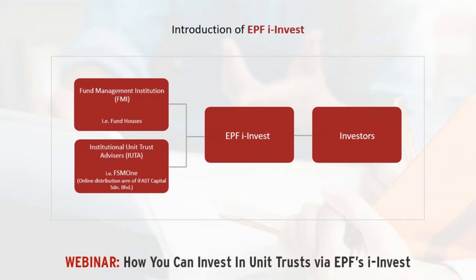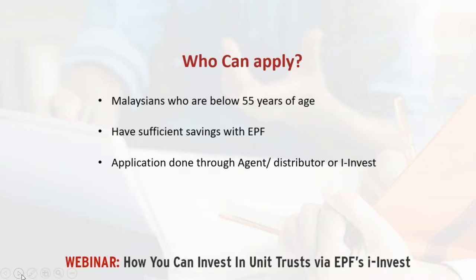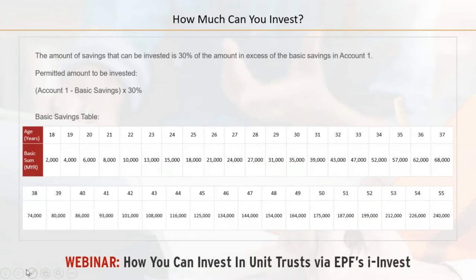Let's have a look. Who can apply to invest in EPF-approved unit trust funds? The first is a Malaysian who is below 55 years old. Second, have sufficient savings with EPF. Application can be done through the agent, distributor, or i-Invest. Let's see how much you can invest.